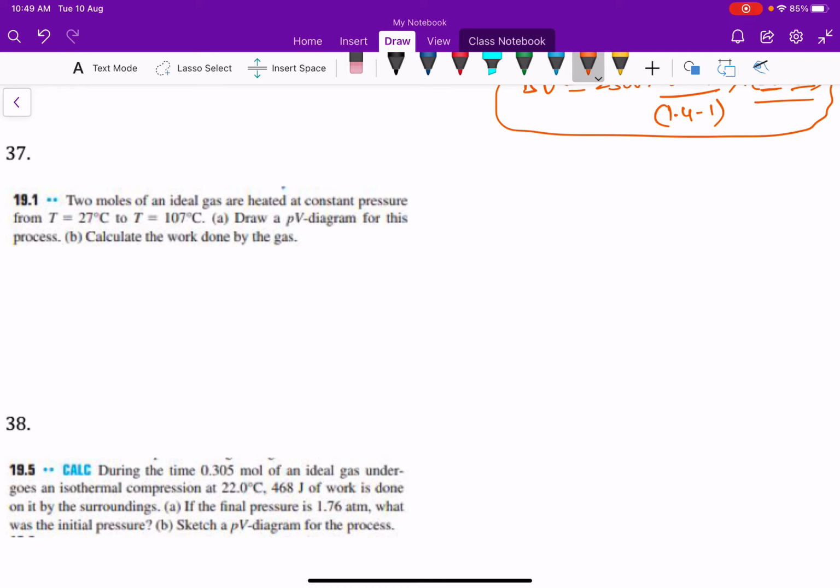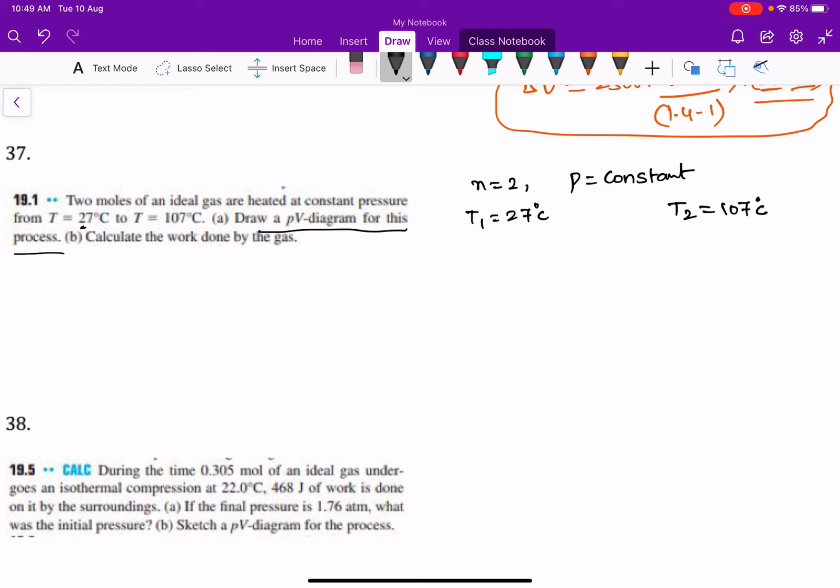Okay, right. Now 2 moles of an ideal gas are heated at constant pressure. So the number of moles here is equal to 2. And here he mentioned that pressure is constant, from T1 equal to 27 degrees Celsius to T2 equal to 107 degrees Celsius. So first of all, draw a PV diagram for this process.